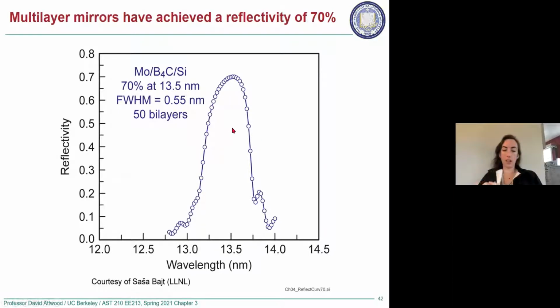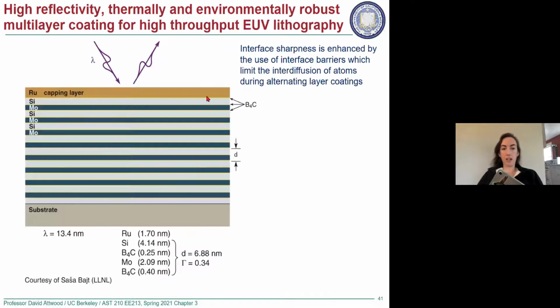Yeah. I also have a question. This extra layer that limits interdiffusion, how does that affect the reflectivity? Like, I understand how interdiffusion would affect it, but how does adding this layer change things?